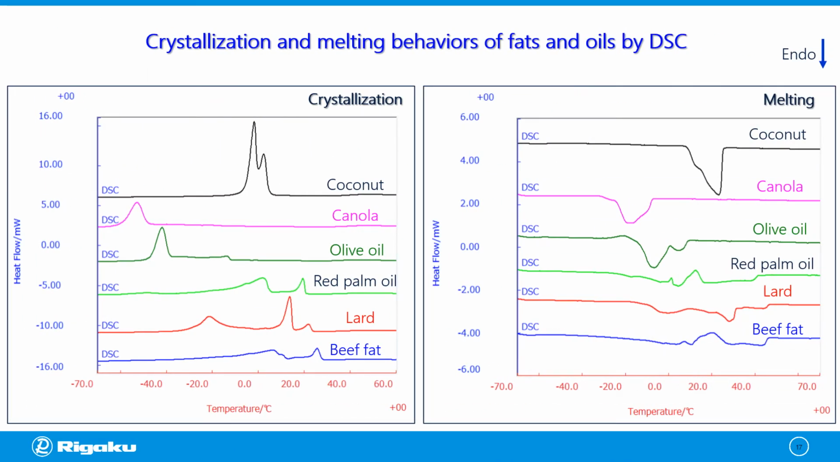The different melting and crystallization behavior of fats and oils used in this experiment are shown in this slide. Our results reveal that fats and oils differ in melting behaviors as well as crystallization reactions, indicating their differences in glyceride contents, fatty acid contents, as well as other physical components that serve as a characteristic or fingerprint of the oil.